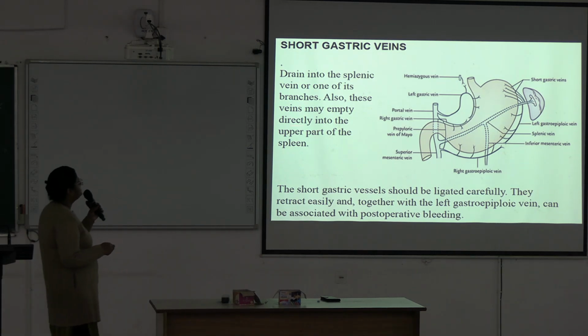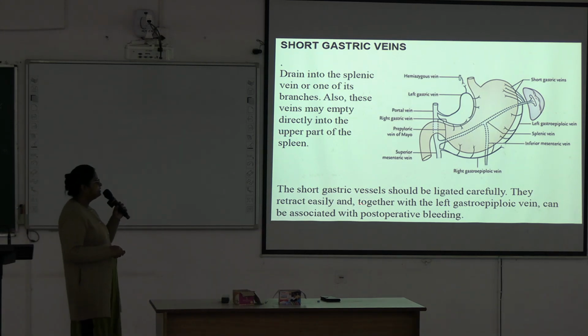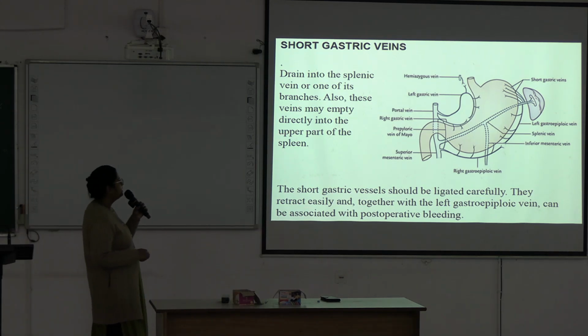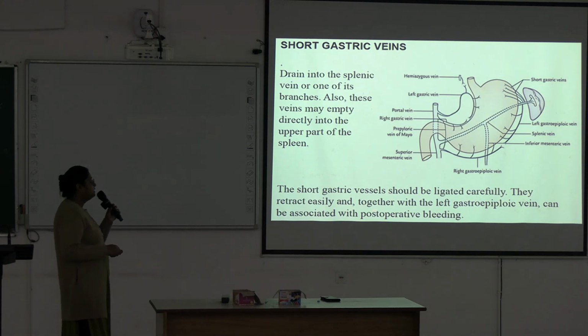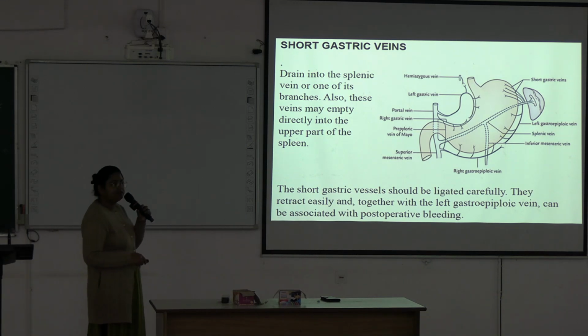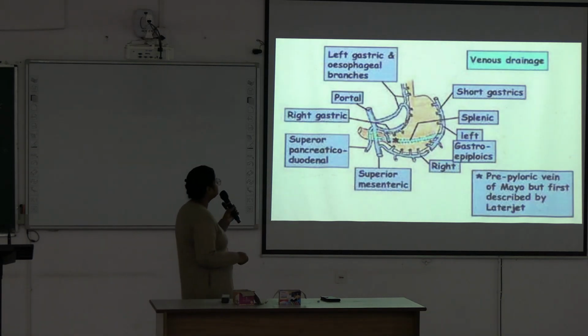So also these veins may empty directly into the upper part of the spleen. Short gastric vessels should be ligated carefully and they retract easily, and together with the left gastroepiploic vein can be associated with post-operative bleeding. Okay, next.